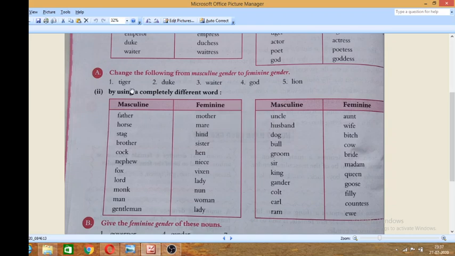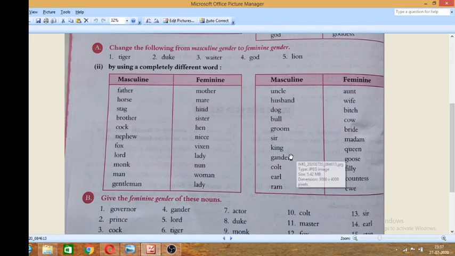For the previous chapter I told you to do all the answers in your grammar book, but for this exercise, I'm telling you that you have to write the answers in your notebook.